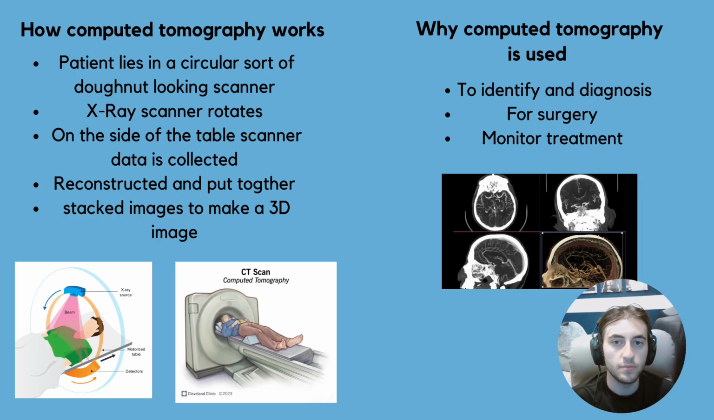How computed tomography works. The patient lies in a circular, donut-looking scanner, and the X-ray scanner rotates around. On the side of the table scanner, data is collected, reconstructed and put together, and stacks images to make a 3D image. Why computed tomography is used: to identify and diagnose for surgery and monitor treatment.